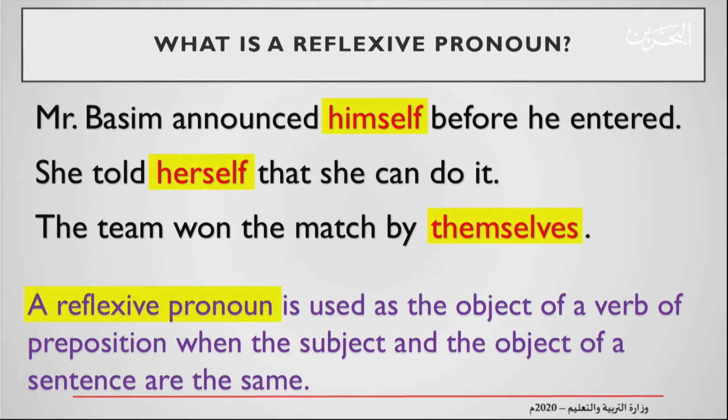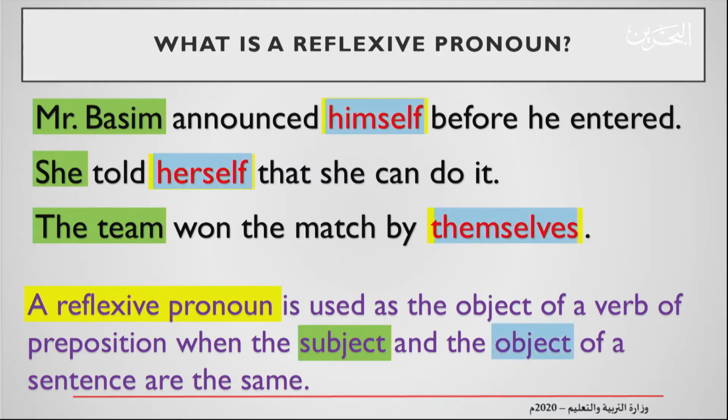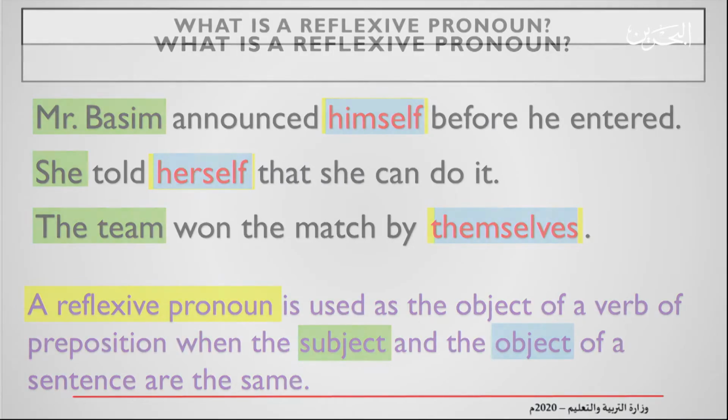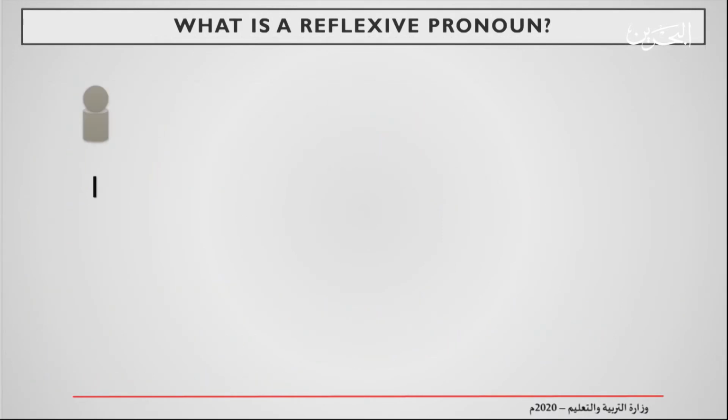So a reflexive pronoun like himself, herself, themselves is used as the object of a verb or preposition when the subject, like Mr. Basim, she, the team, and the object, himself, herself, themselves, of a sentence are the same. So, let me explain that even further. In order for us to understand reflexive pronouns, let's go back to subject pronouns.